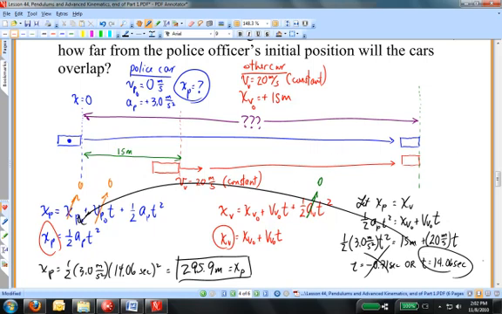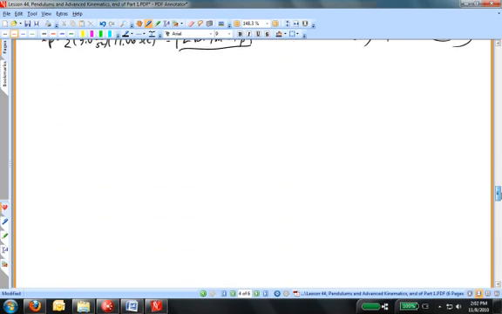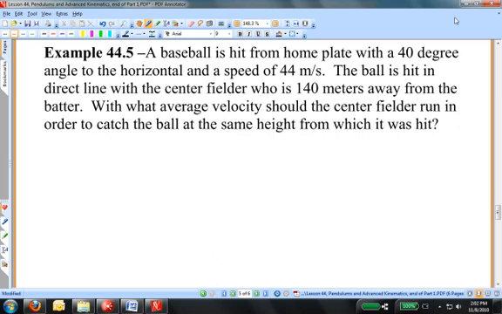Now we're ready for the last example. This one involves baseball. A baseball is hit from home plate with a 40-degree angle to the horizontal and a speed of 44 meters per second. The ball is hit in direct line with the center fielder, who's 140 meters away from the batter. With what average velocity should the center fielder run in order to catch the ball at the same height from which it was hit? Boy, what a problem this is.